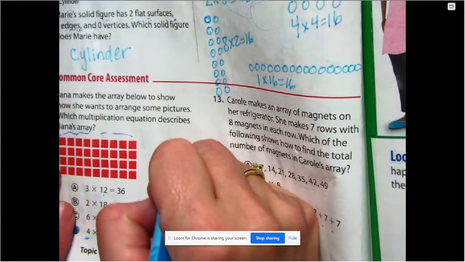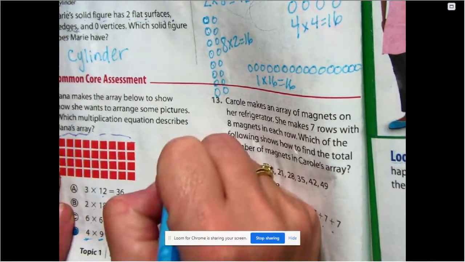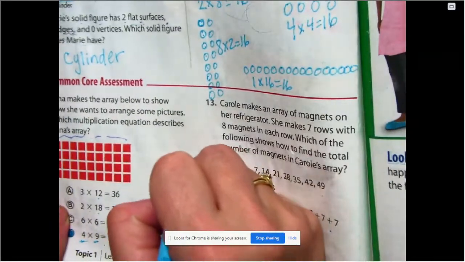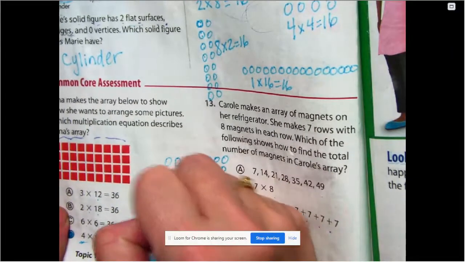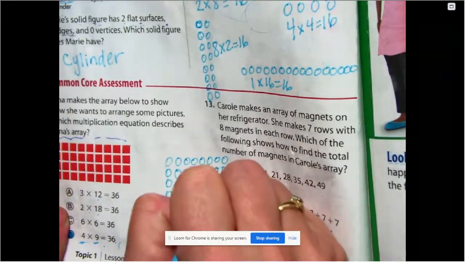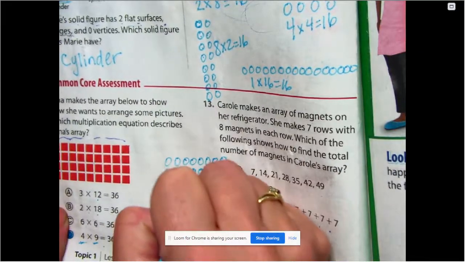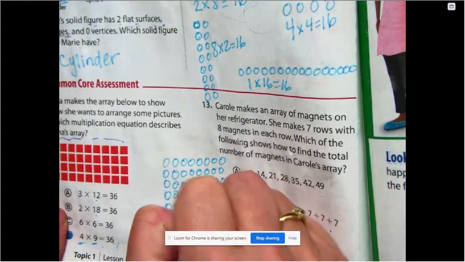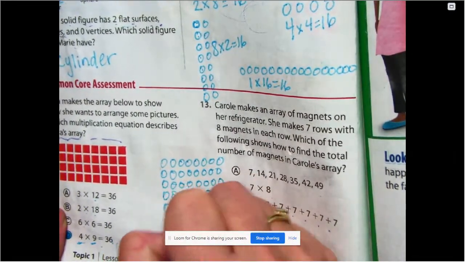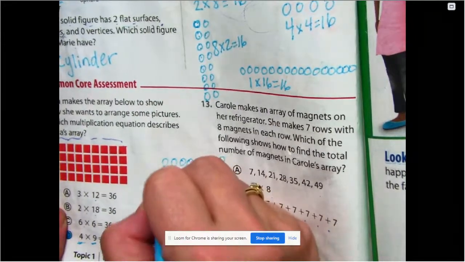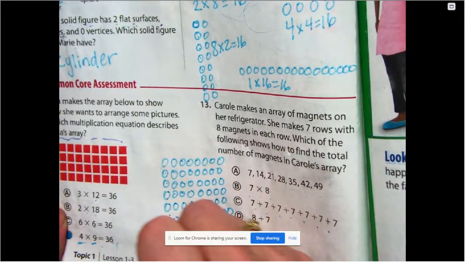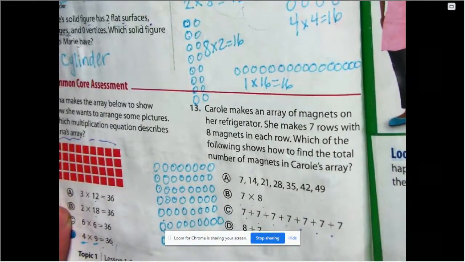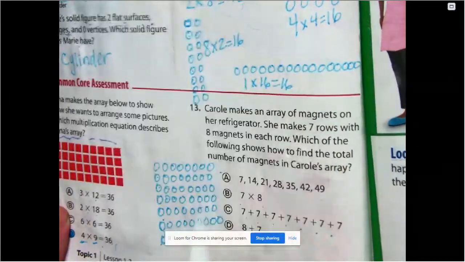So 1, 2, 3, 4, 5, 6, 7 rows, and in each row I count 1, 2, 3, 4, 5, 6, 7, 8. Okay, there's our giant array. 7 rows with 8 in each row.